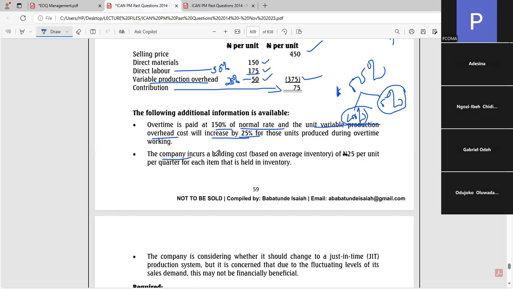Thank you. The company incurs a holding cost based on what? Average inventory.